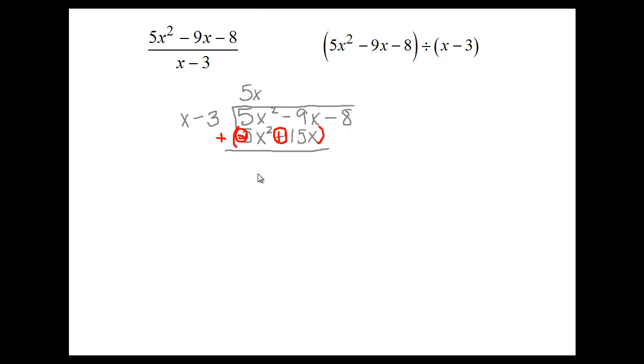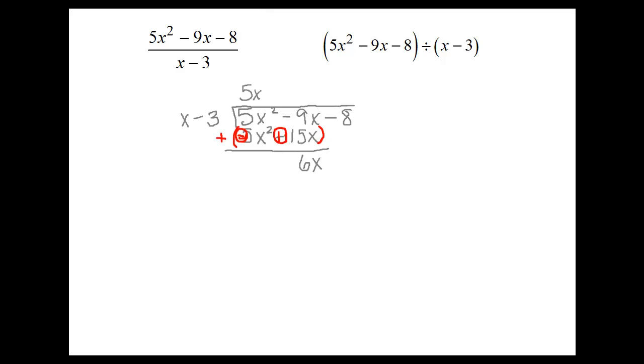No x squared terms left. And then I'll look at the next column here, the next group of terms that I have. I have a negative 9x plus 15x, and I'm going to combine those. And when I do, I'll get a 6x. Okay, so at that point we've really completed the first cycle of our division problem.